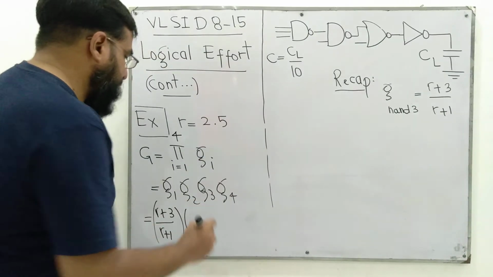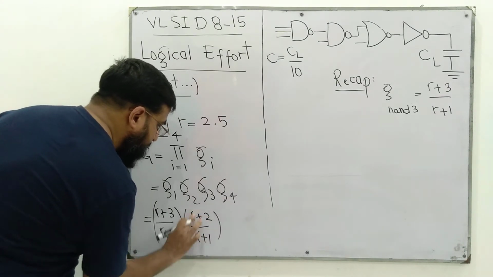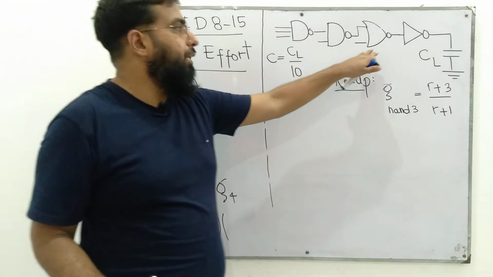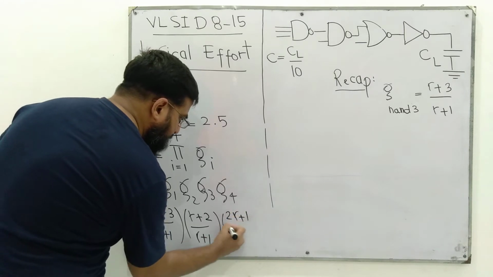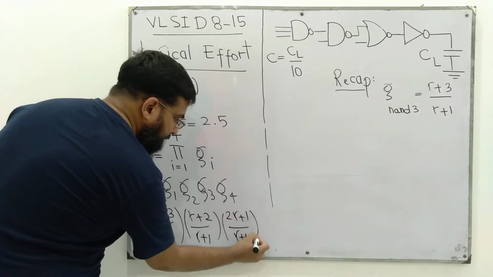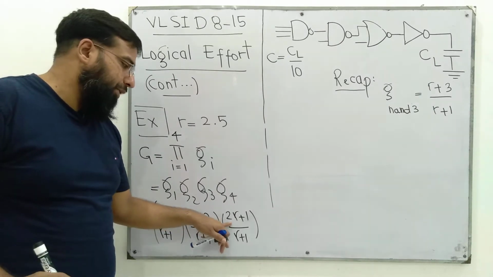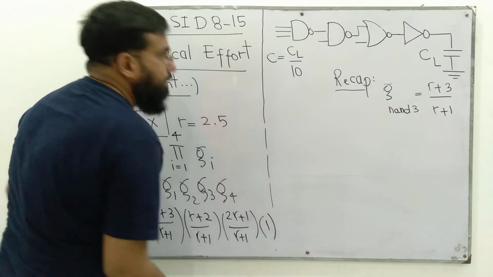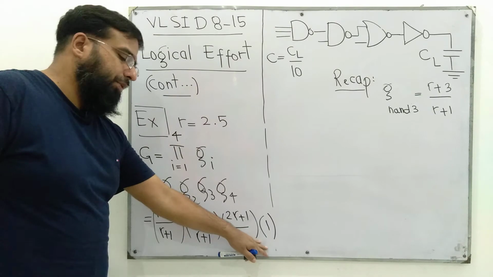Second gate is NAND 2. This is, we already know, R plus 2 over R plus 1. And we have studied that for NOR gates, for a 2-input NOR, this is 2R plus 1 over R plus 1. This we have proved in our previous lectures. And for an n-input NOR, this is n times R. And for a NOT that is symmetric and m is equal to 1, this is 1.